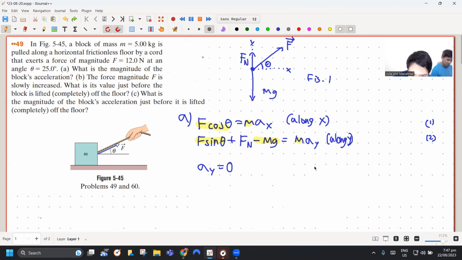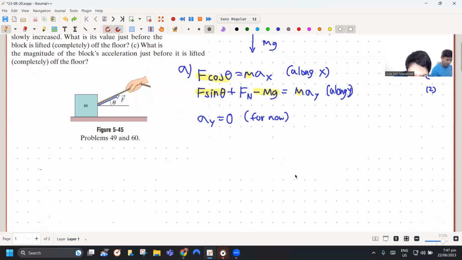So here, acceleration ay is 0. Why? Because it's on the ground. If it's going to lift off, then there will be an acceleration in the y direction, but there isn't any because it's still on the floor. That's what we assume, it doesn't lift off the ground. For now, ay will be 0.